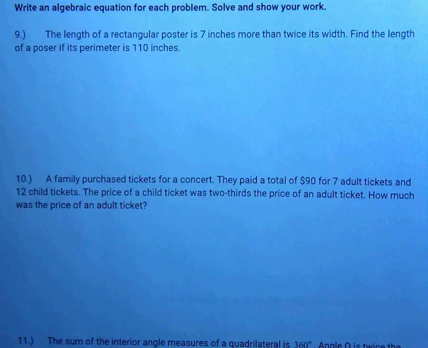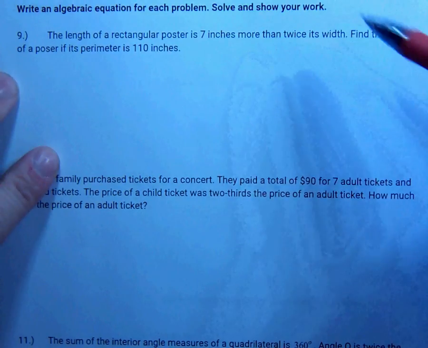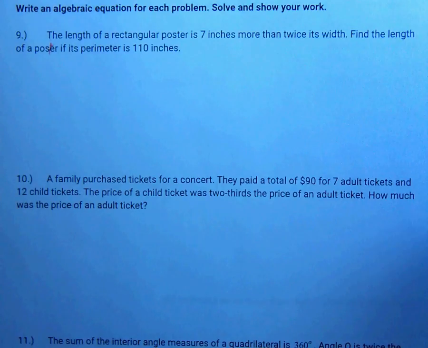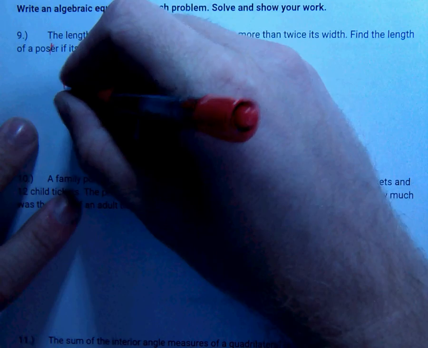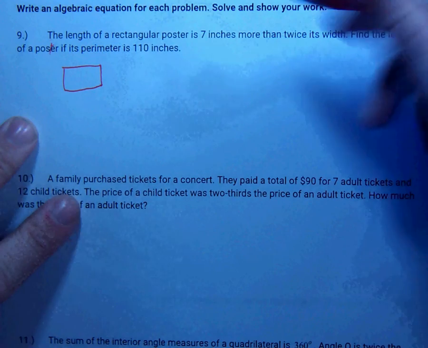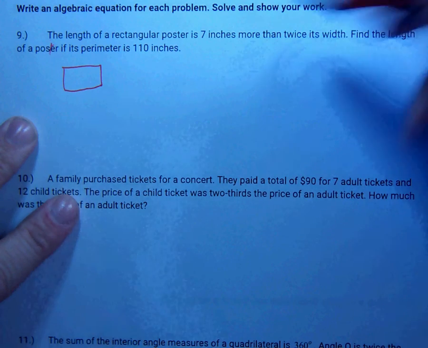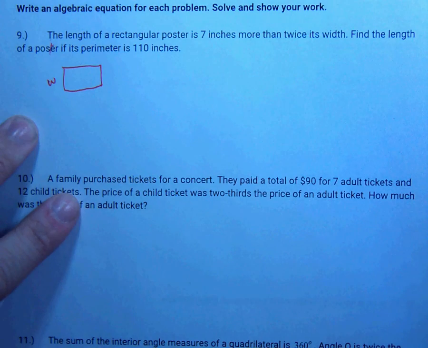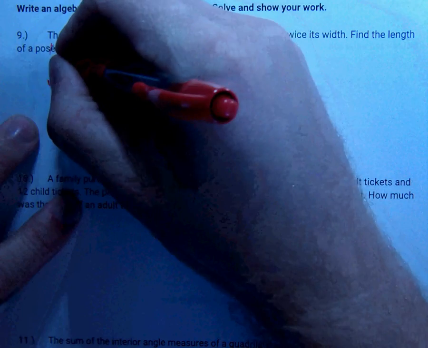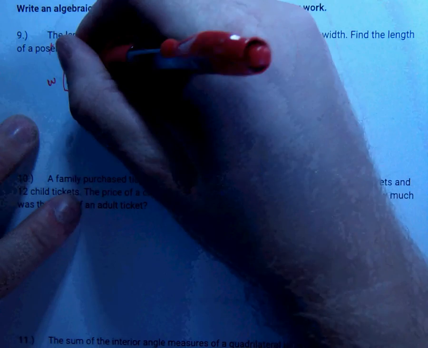So the length of a rectangular poster is 7 inches more than twice its width. Find the length of the poster if its perimeter is 110 inches. So basically we have a rectangle whose length is 7 inches more than twice its width, so it's twice its width plus 7. If this is its width, W, its length is going to be twice that, 2W plus 7.